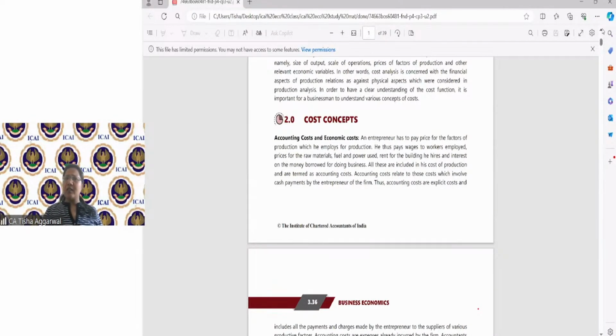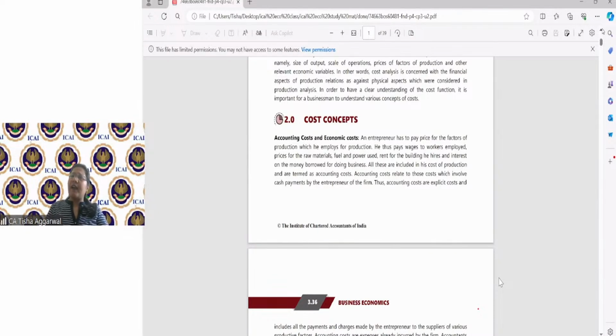Such kind of a cost, where the entrepreneur himself or herself owns the resources and does not pay out of the pocket, is known as the implied or implicit cost. One thing: outlay cost is the cost you paid to somebody else. So Tisha is running a factory of t-shirt manufacturing and hired Ram for the services and pays a salary of 5,000 to Ram. That's an outlay cost. Clear?